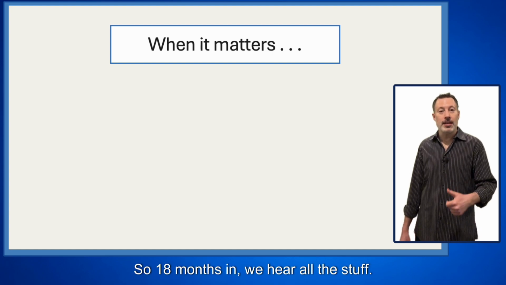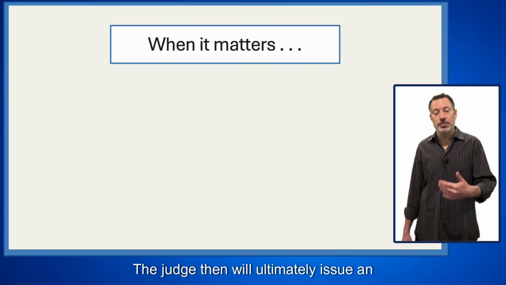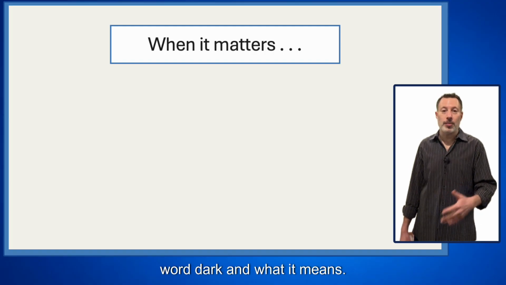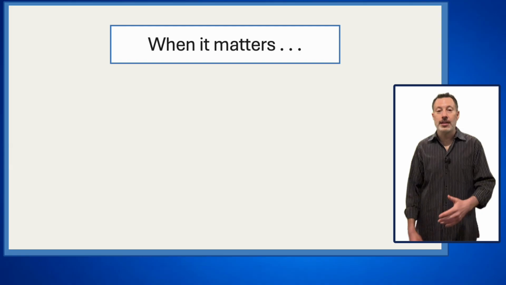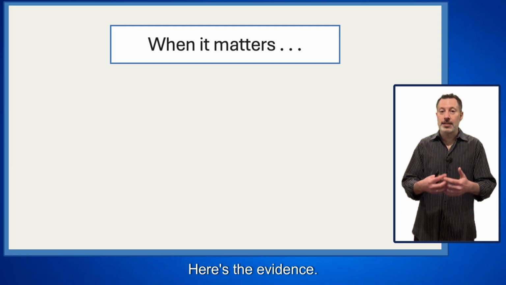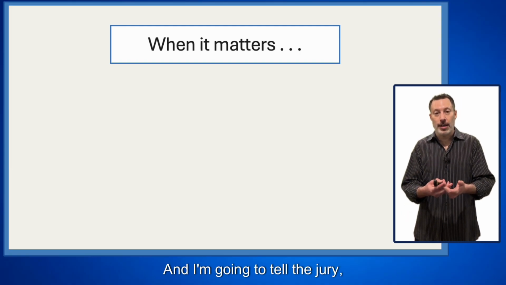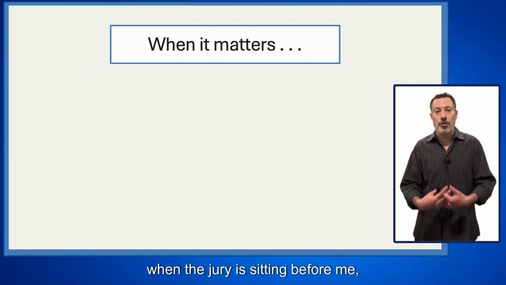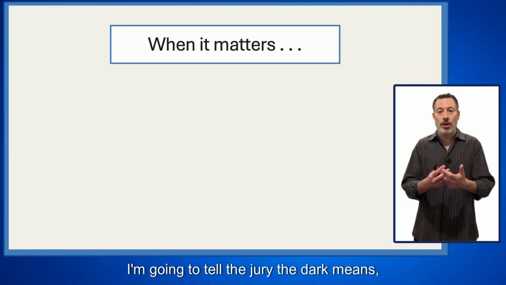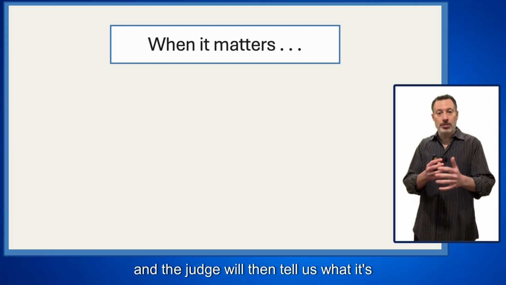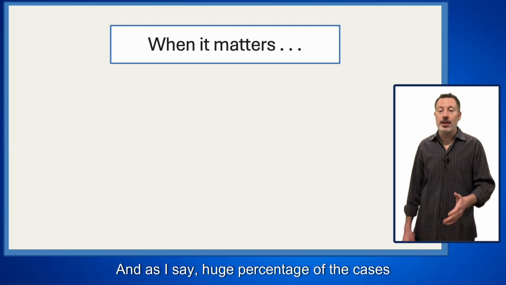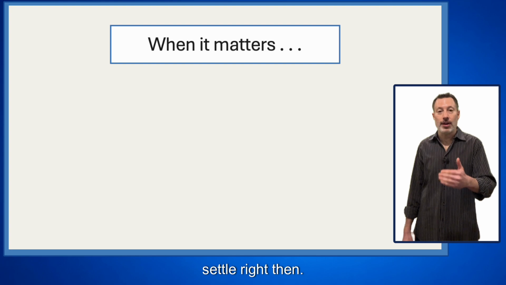So 18 months in, we hear all the stuff. The judge then will ultimately issue an order saying, I understand there's a dispute about the word dark and what it means. Here are the views, here's the evidence, and I'm going to tell the jury in another 12 months, another 18 months, when the jury is sitting before me, I'm going to tell the jury what dark means, and the judge will then tell us what it's going to be defined to mean. And as I say, huge percentage of the cases settle right then.